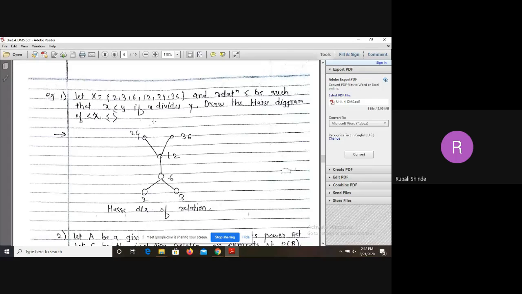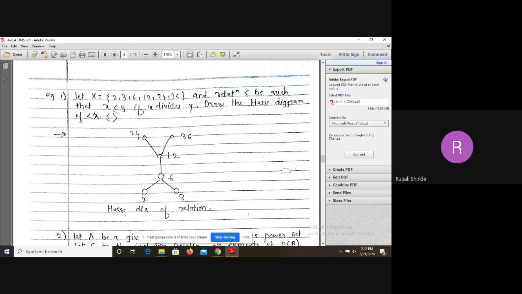Now, next element is 6. So, here 2 divides 6 and 3 divides 6. That's why we have to place 6 above 2 and 3, and there should be a line from 2 to 6 and 3 to 6. So what is the meaning of these lines? 2 divides 6 and 3 divides 6. Okay. Now next element is 12. So again 6 divides 12. So again here 2 divides 12 and that is covered through this route, 2 to 6 and 6 to 12. So it is not necessary to draw a line from 2 to 12.